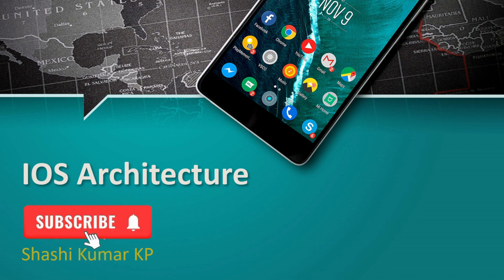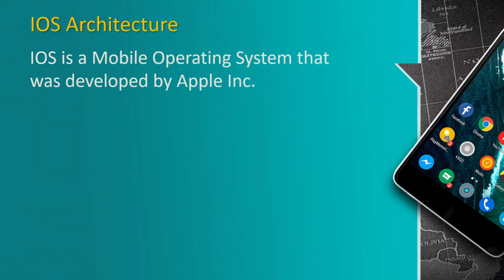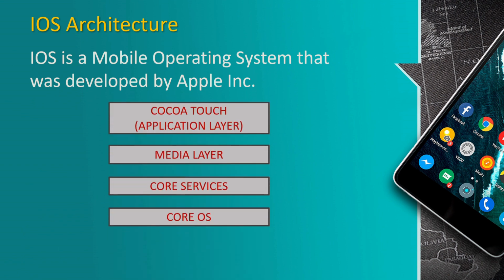iOS is a mobile operating system that was developed by the Apple company. It was developed for iPhones, iPads, and other Apple devices. iOS is the second most popular and the most used operating system after Android. The iOS architecture has been divided into four parts.